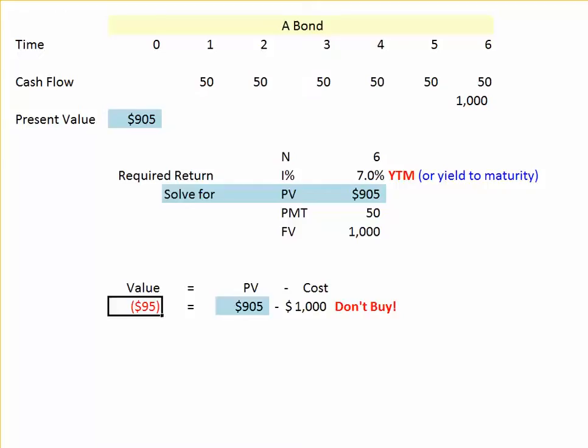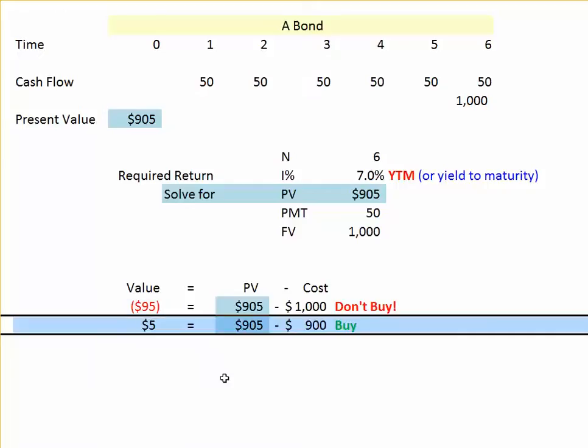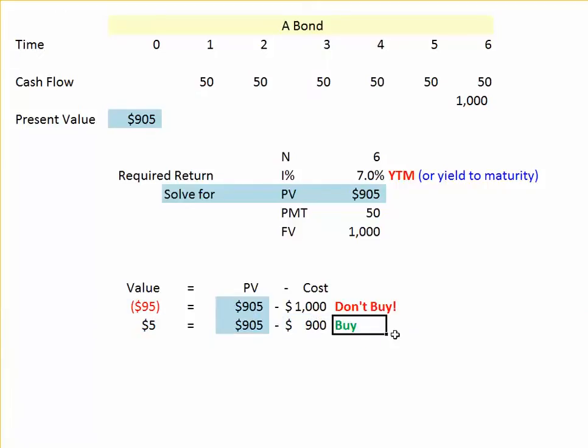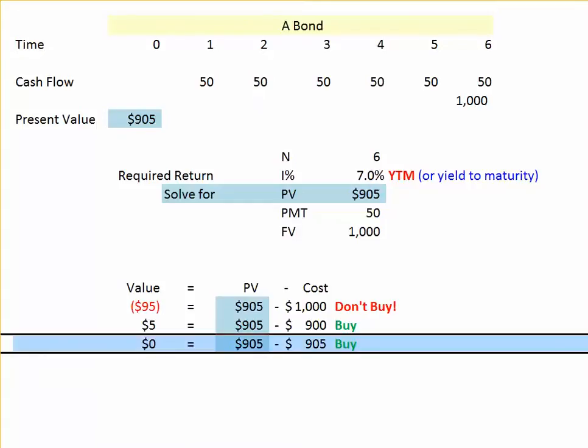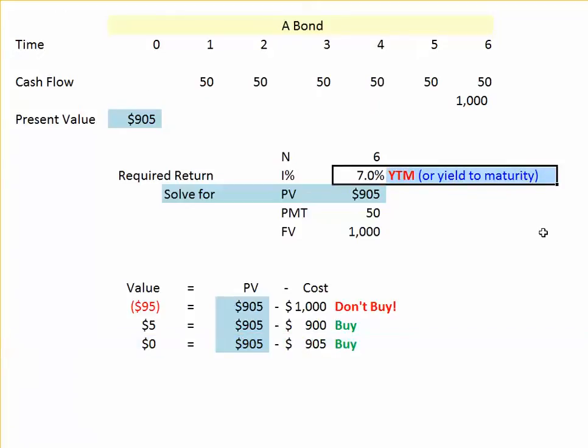On the other hand, if the bond was selling today for $900, we would want to buy the bond because based on our 7% required rate of return, we think the bond is worth $905. And by paying $900 for something that's worth $905, we would increase our worth by $5. At a bond price of $905, we would also buy the bond because at that price, we would exactly earn our 7% required rate of return, or our 7% yield to maturity, as we called it when we were dealing with bonds.